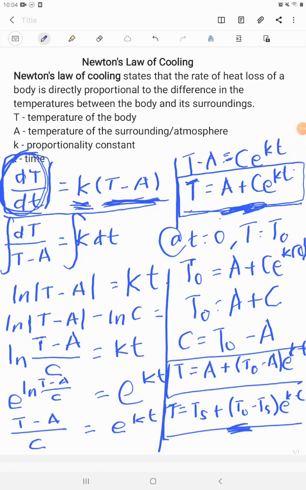Pasensyahan nyo lang ako nga agi. Wala ko sang pen to write.